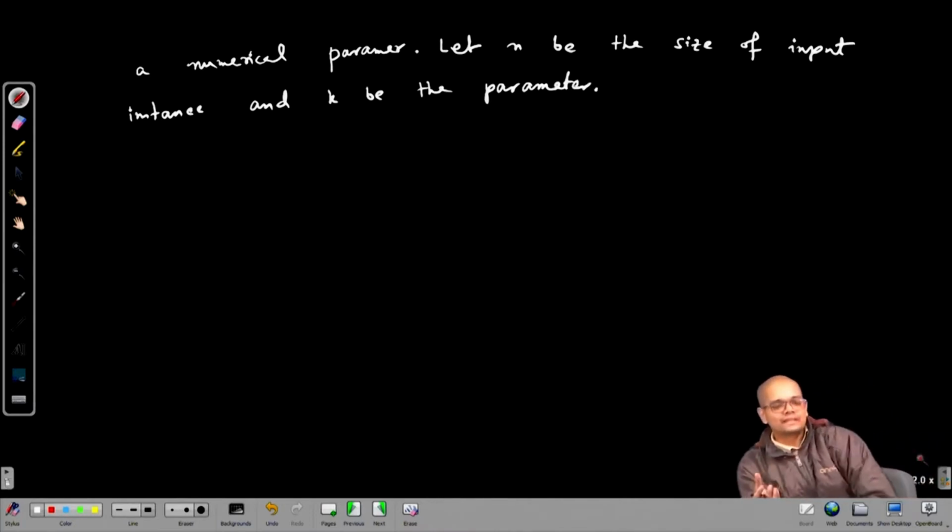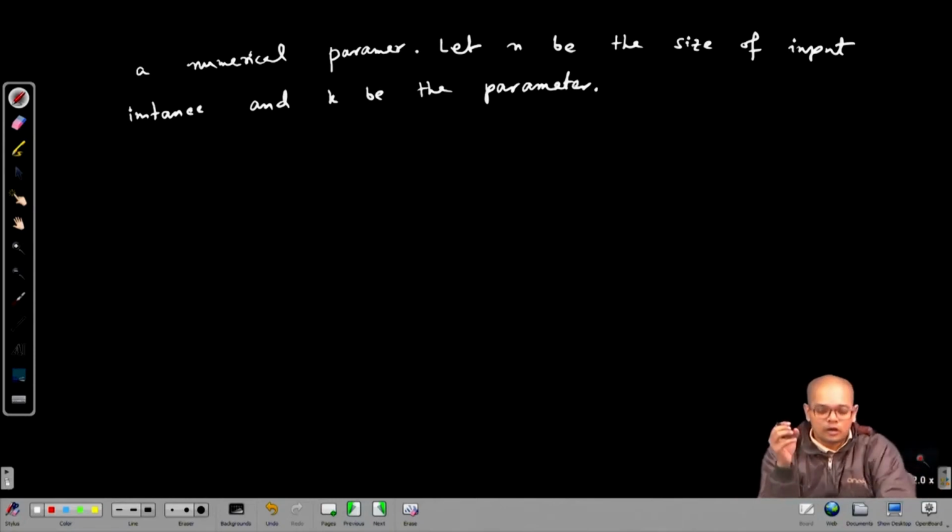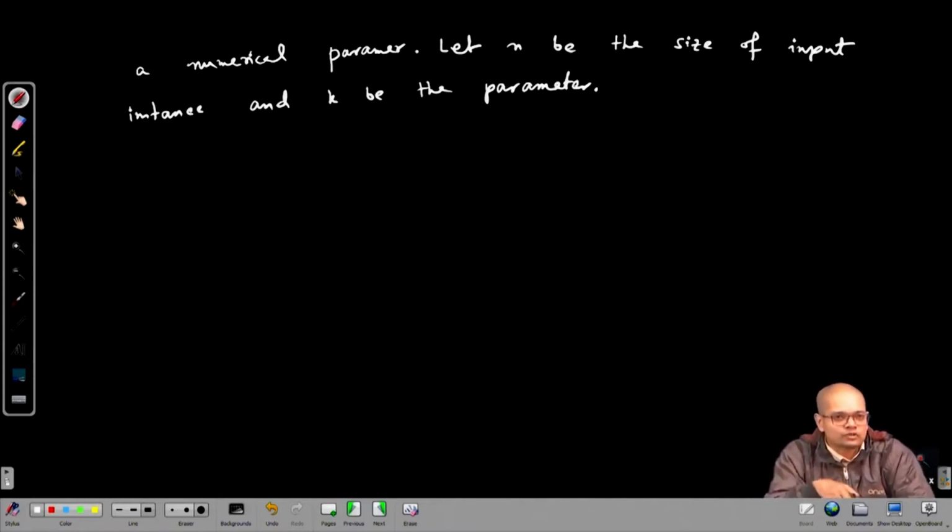This parameter could be anything. For example, for a vertex cover problem, the parameter could be the size of the vertex cover that you are looking for. For max cut problem, the parameter could be the size of the max cut that you are looking for, or it could be a structural parameter. For example, for the vertex cover problem, the parameter could be the highest degree of the graph, or the size of the minimum cut in the graph, or the chromatic number of the graph, and so on. Each same problem with different parameters is a different problem in the parameterized world.